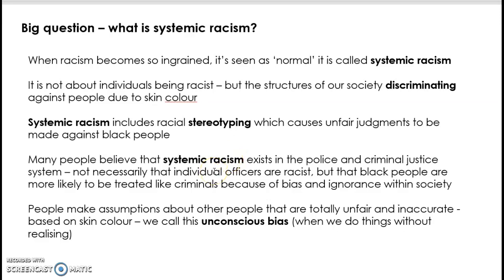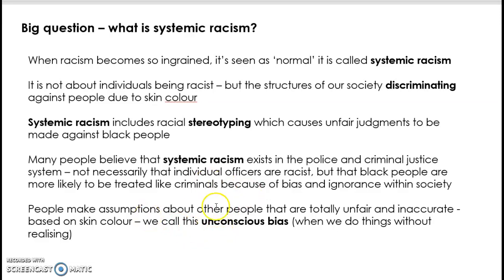Many people believe that systemic racism exists in the police and criminal justice, which again doesn't necessarily mean that individual officers go out to be racist, but it's statistically proven that black people are more likely to be treated like criminals because of bias and ignorance. So obviously that's really concerning and really a difficult thing to live with if you're a black person, that actually the stereotypes and ideas society holds means you're more likely to be treated like a criminal, even if you're not doing anything wrong.